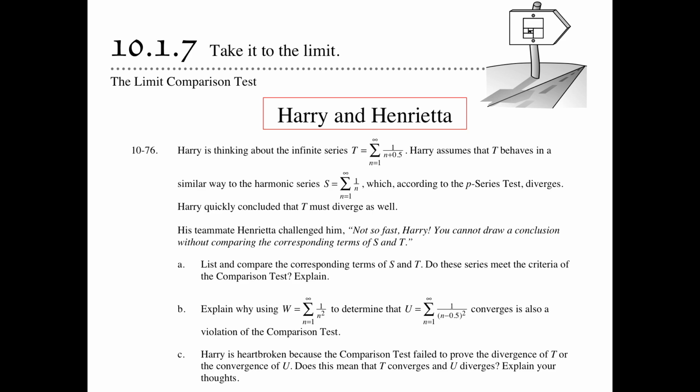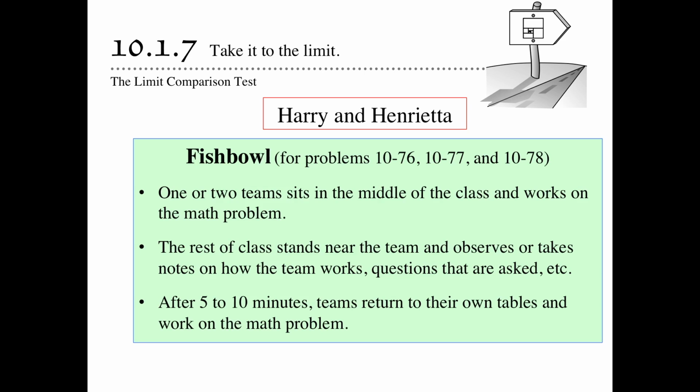And this dialogue continues throughout the first 3 problems in this lesson. So a great study team strategy to use to make these problems and this dialogue very powerful is the fishbowl. Use this strategy 3 times. Once after teams complete problem 10-76, and again after they complete 10-77, and finally after they complete 10-78.